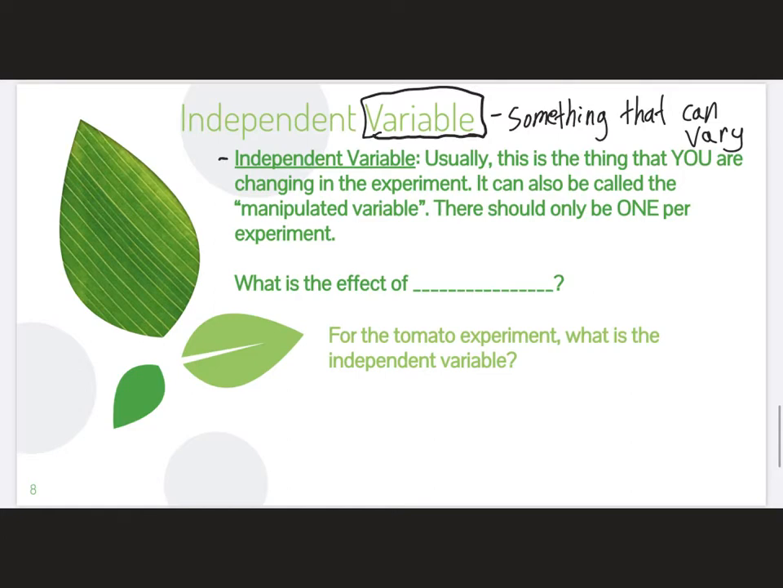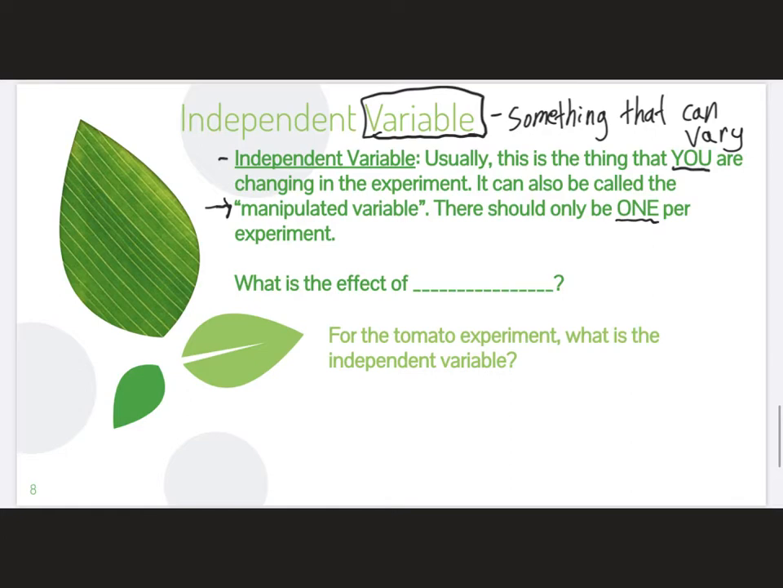So the independent variable in an experiment, every experiment needs to have an independent variable. And usually this is the thing that you are changing in the experiment. Sometimes it's called the manipulated variable. So it's the thing that you are intentionally varying to make your different groups in your experiment different. It's important, again, that there should just be one. For any given experiment, you should only have one thing that you're changing.